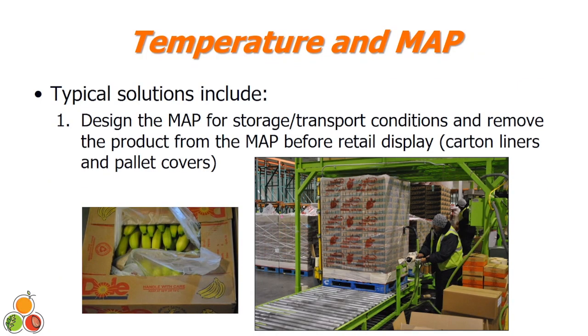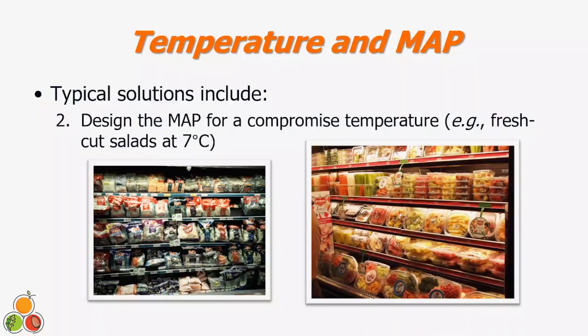So there's a couple of ways that people address this. One is that you design the MAP for the storage transport conditions only, and you open it up. You remove the packaging, usually at the DC. So carton liners, the pallet shroud type of approach, that comes off at the DC, and there's no more MAP going forward to retail. That's one way to deal with that problem.